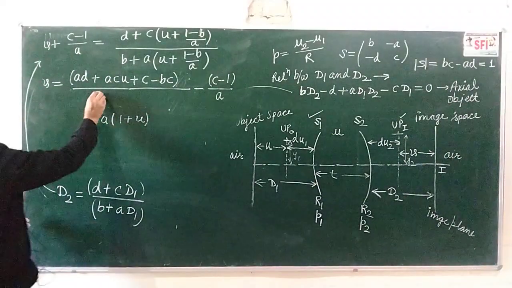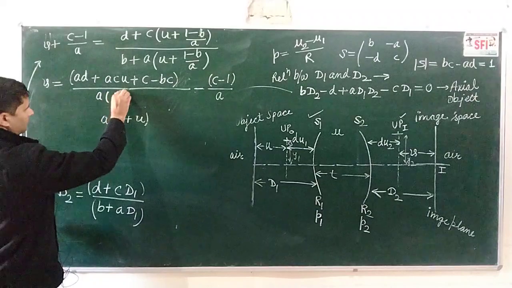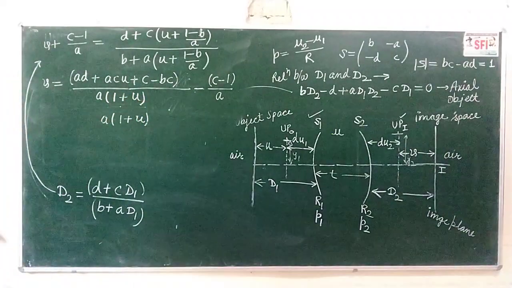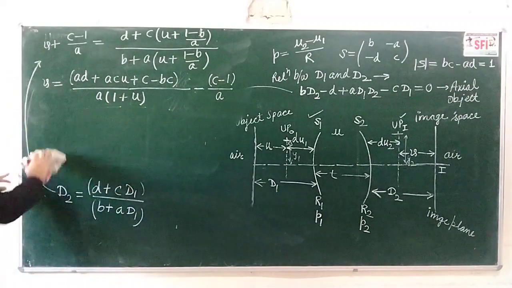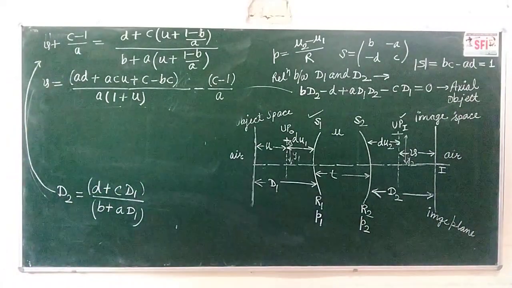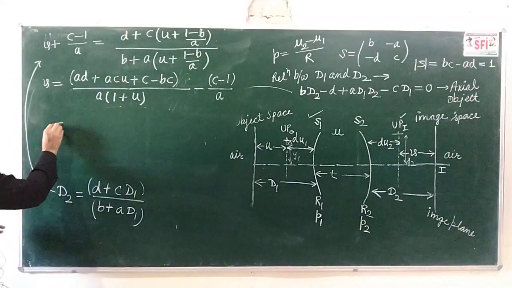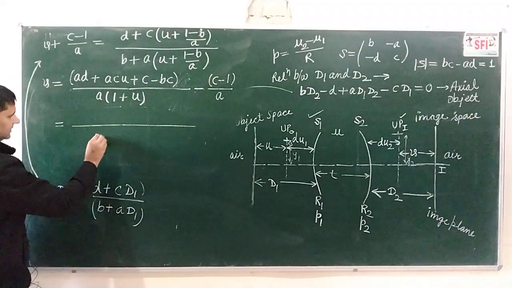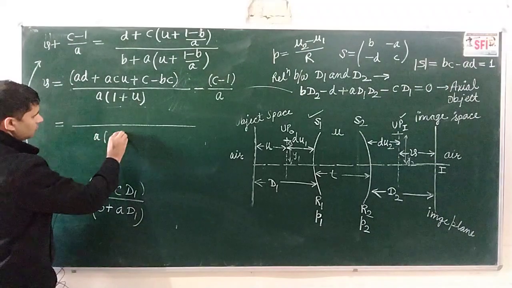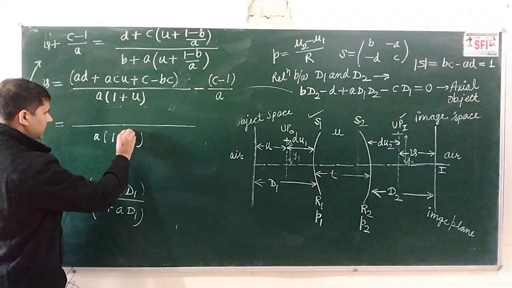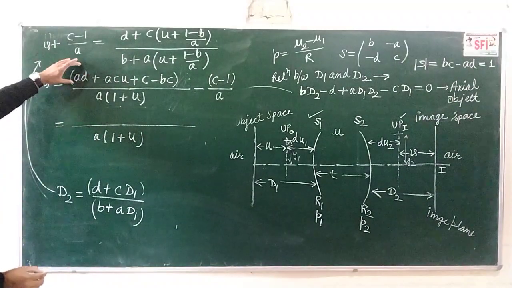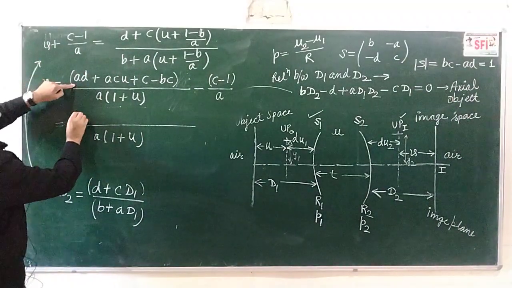So here we have a 1 plus u. Now what you are to do, you are to take LCM again and solve it further. Okay, so here you see the LCM will be a into 1 plus u, and if you solve it, then you will get this factor will be same. So let me write it first.